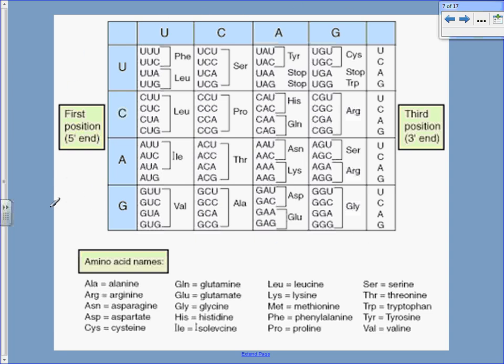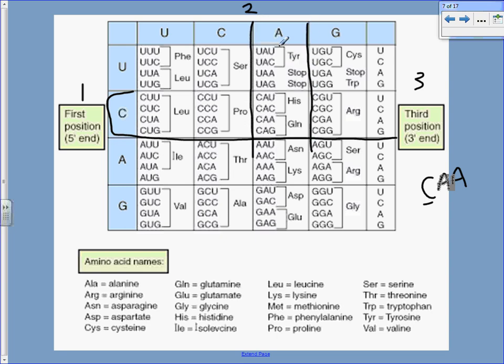So again, if we had C, A, A, I'd be looking at this row because that's my first nucleotide. I'd be looking at this column because that's my second one. So there's the A. And then I would go to this smaller row because that's an A. And GLN, if we come down here, glutamine. So it works the same way, it's just laid out a little bit differently. I think this one's probably a little more user-friendly, and this is the one that you'll use in my class.